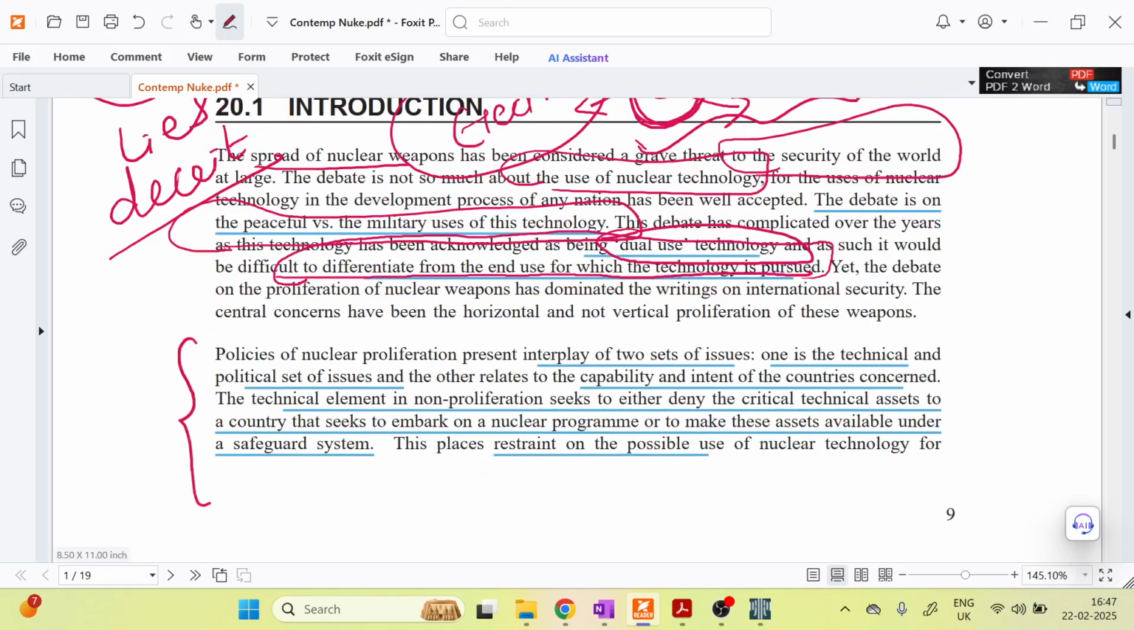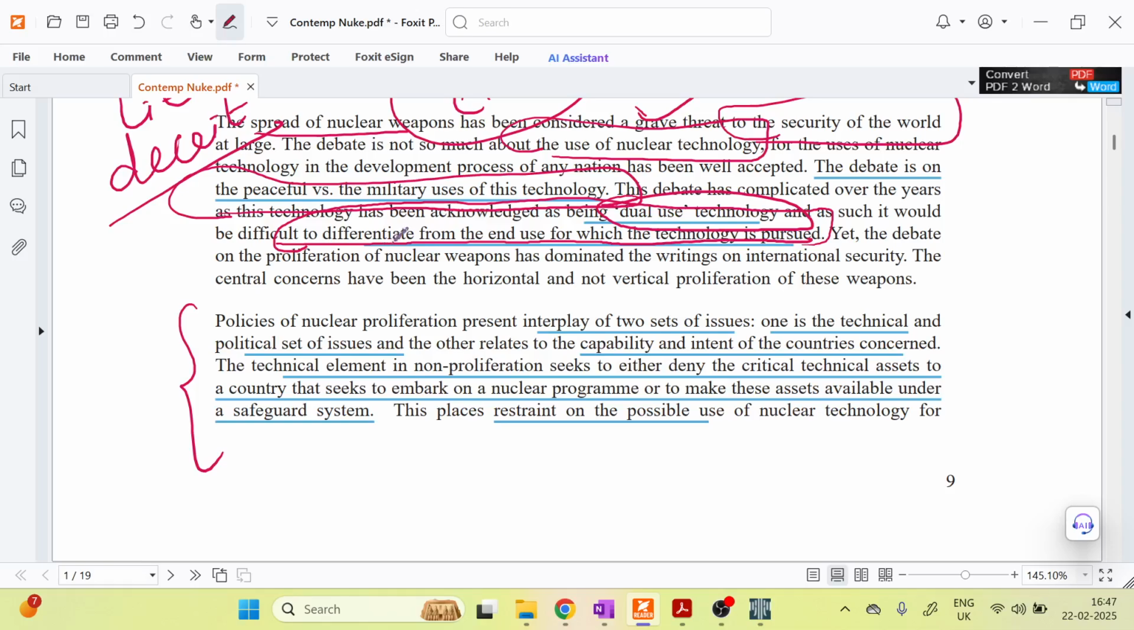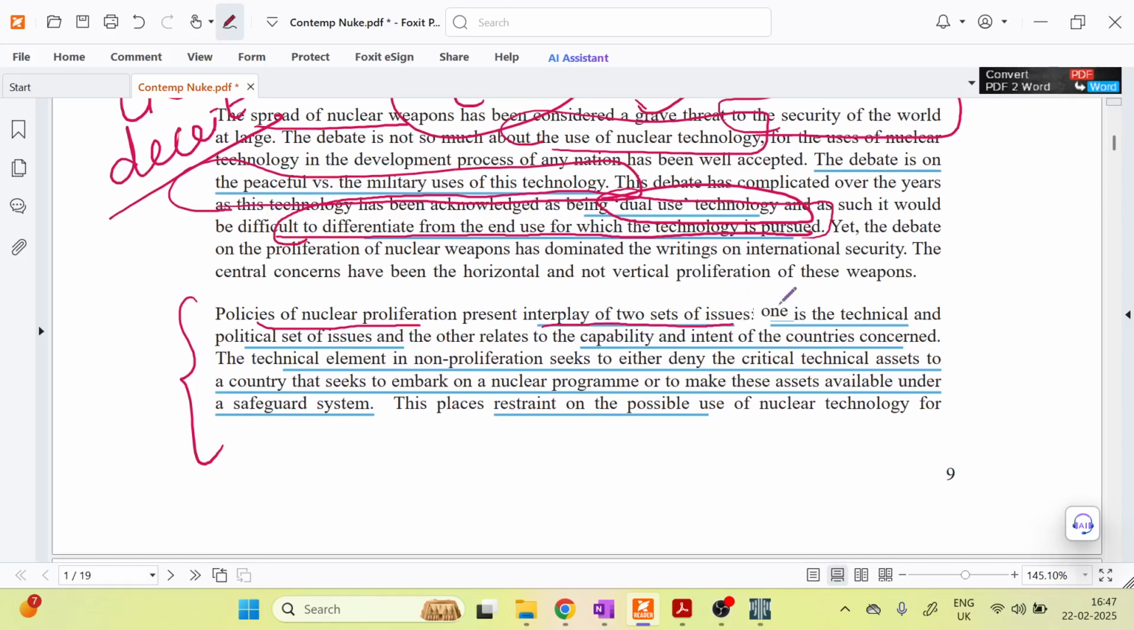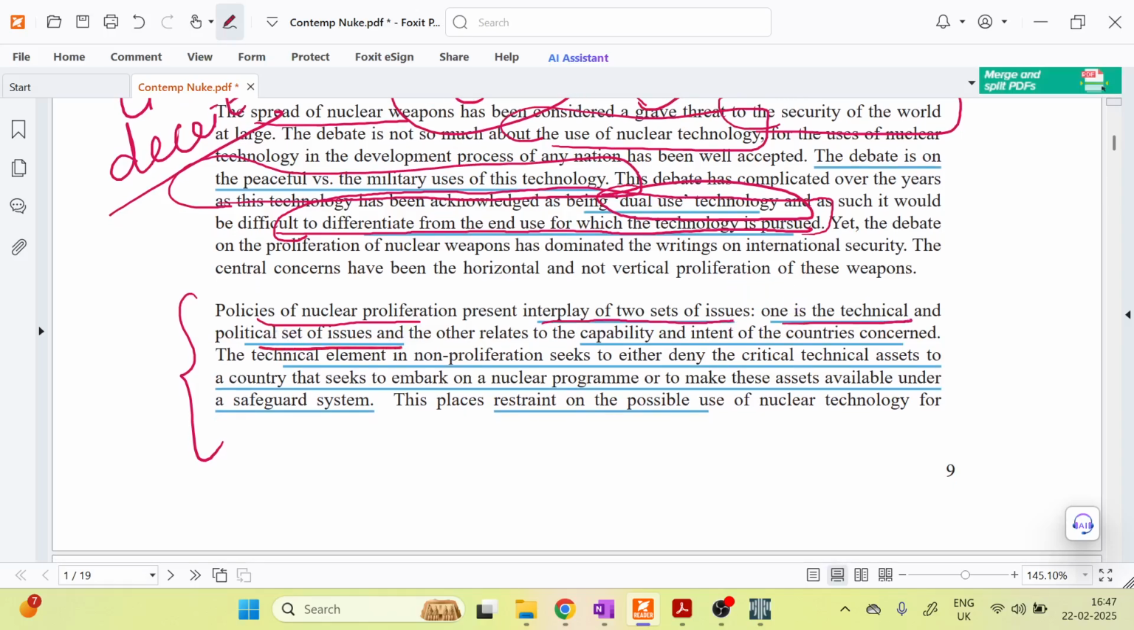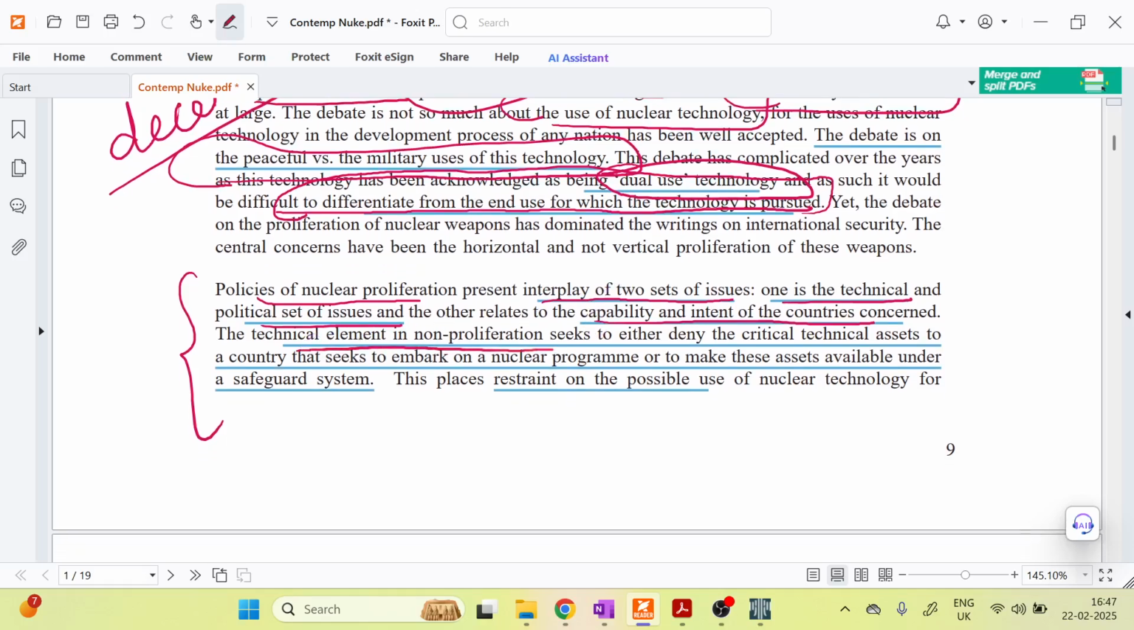Now, when it comes to regulating the supply of nuclear technology, the policies around nuclear proliferation present an interplay of two sets of issues. One is the technical and political set of issues, and the other relates to the capability and intent of the countries concerned. The technical element in non-proliferation seeks to deny critical assets to a country that seeks them, or if it cannot deny them, then it can make these assets available under a safeguard system.